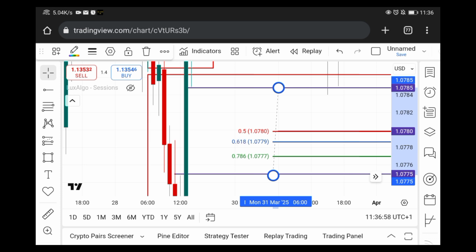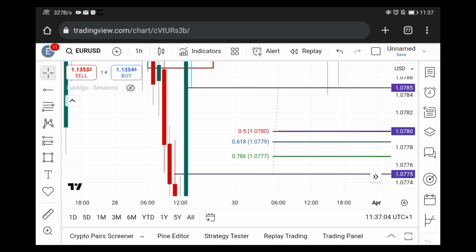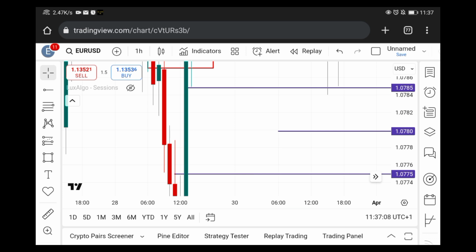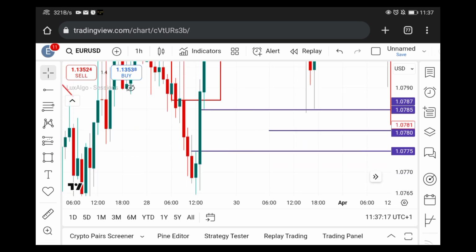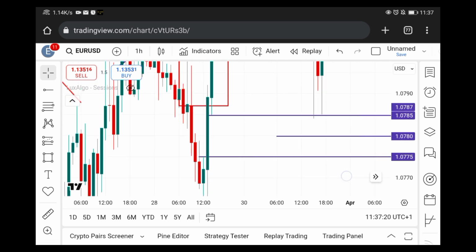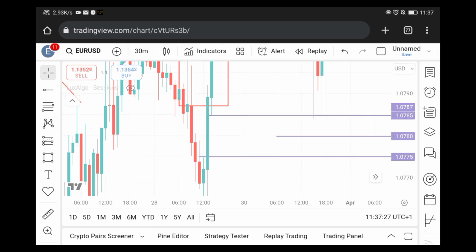Then I'm going to delete my indicator. So here is the 50% of my imbalance. So if I'm to go to my 30 minutes, let me go to 30 minutes. Let's see. Okay, the market has already come to tap in to that line. So let's go to 30 minutes and check something. There's something I want to check on my 30 minutes.